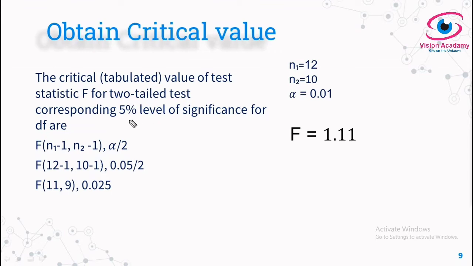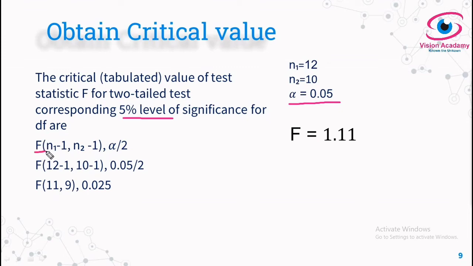Since, as I told you, this is a two-tailed test, we need the critical value of the test statistic for a two-tailed test at 5% level of significance. Even in the problem I have shown you 1% level of significance, but here it is 5% level of significance. For that we have to make our data ready. Since we have two populations, we have to make ready our degrees of freedom corresponding to 5% level of significance.